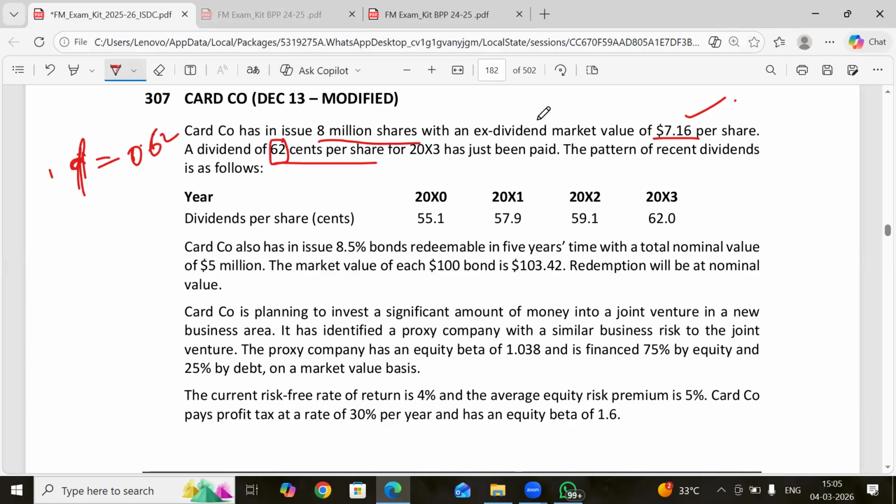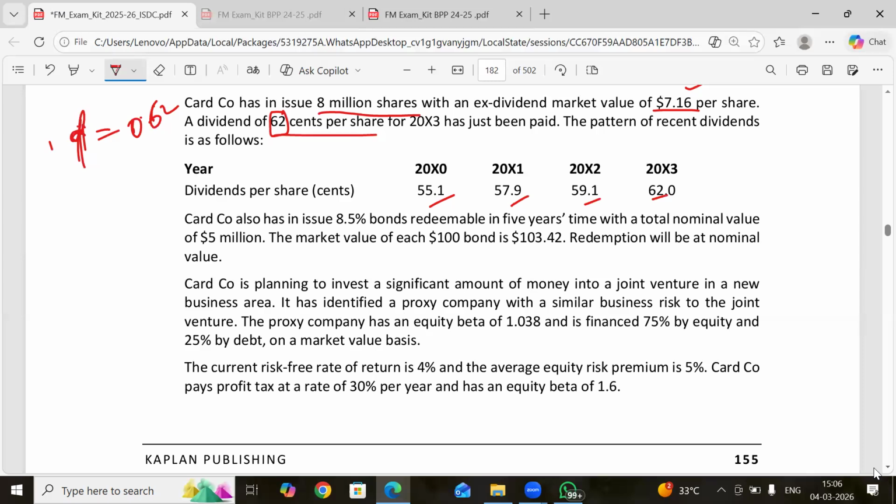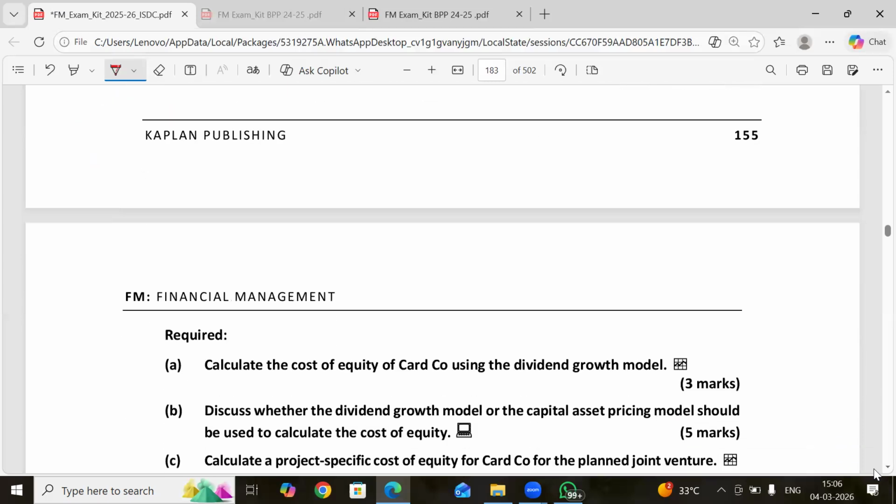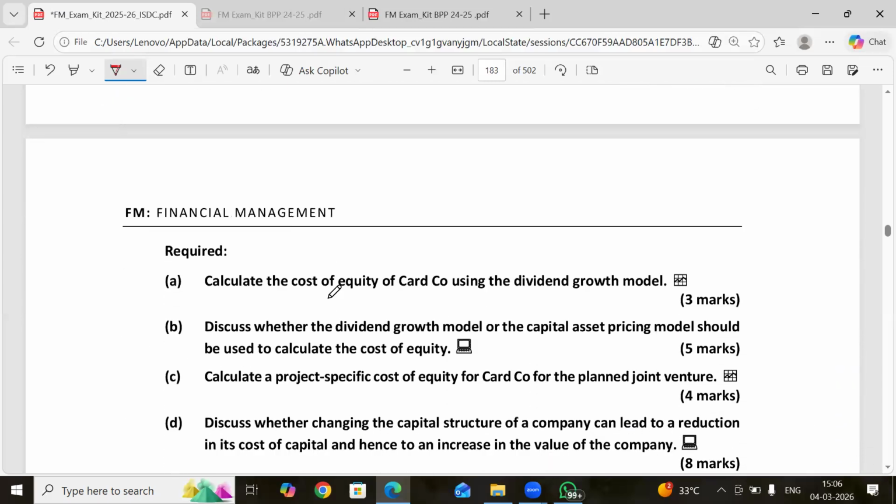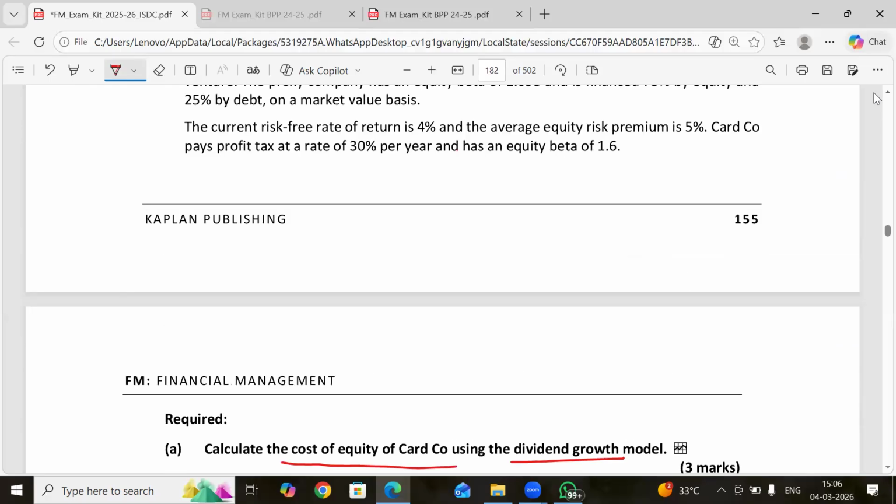Now, the pattern of recent dividends. They have been paying the dividends in this form. In 2010, they paid this much. In 2011, they paid this much, 13, 14. We are seeing growth in dividends. This is important and relevant data you need to remember, because they are asking to calculate the cost of equity of Card company using the dividend growth model. So all this data is very relevant.